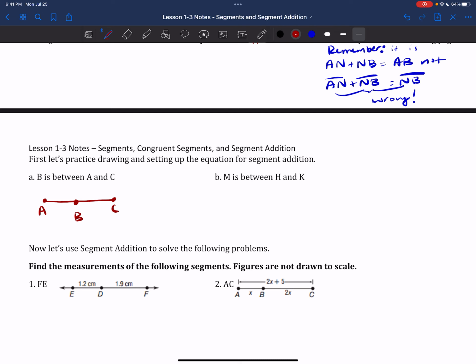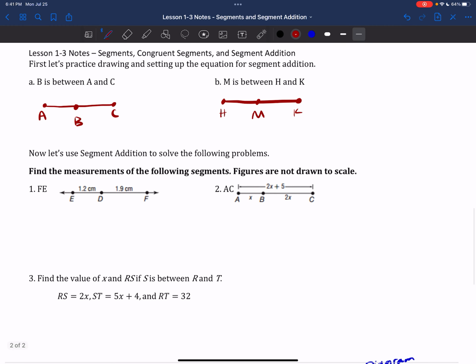Next thing, B, it says M is between H and K. It's the same idea. Here's H, here's K. H and K are my endpoints, and then M is between those 2 particular points. Now, it doesn't have to be in the middle. It just has to be between those 2 points, okay? So now that we have those 2 ideas, we can go ahead and transition to actually doing segment additions.